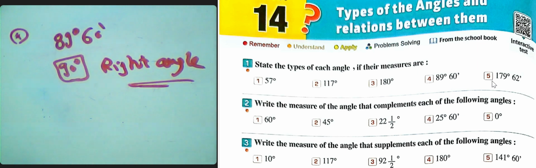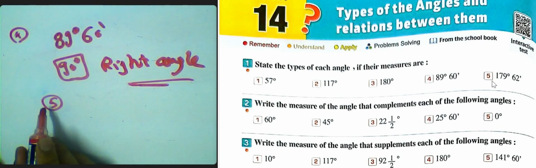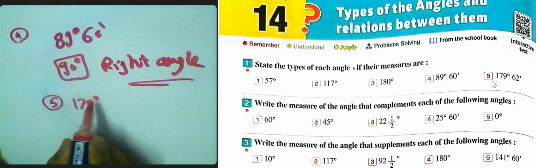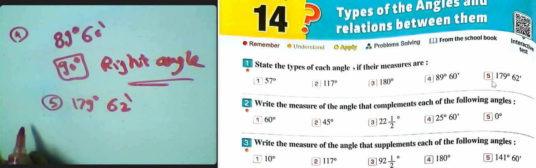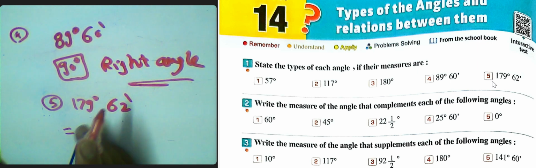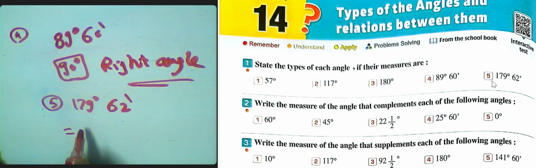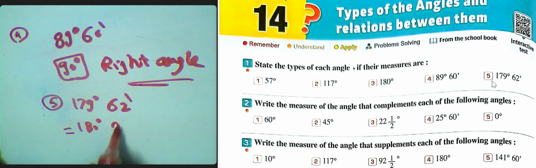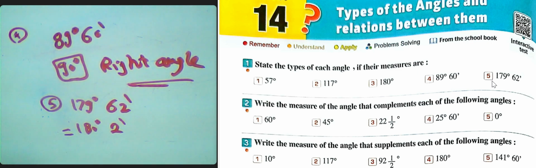Question number 5. We have 107 degrees and 62 minutes. We know 60 minutes equals 1 degree. So 1 plus 179 will be 180 degrees, and the remainder is 2 minutes.